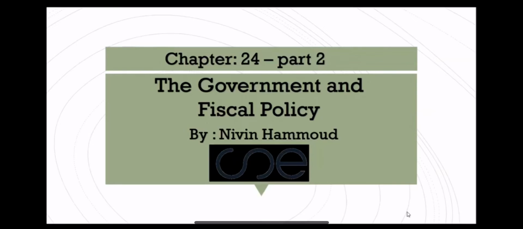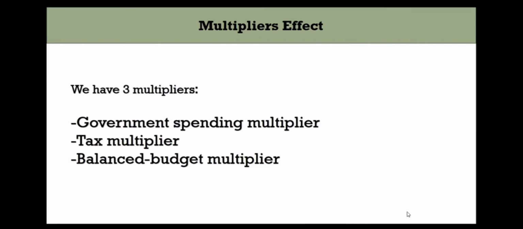Hi again everyone. So now we will continue part 2 of chapter 24, which is the government and fiscal policy. We are only going to talk about multipliers and their effects. In macroeconomics, we only have three multipliers, which are the government spending multiplier, tax multiplier, and balanced budget multiplier. Now we're going to talk about each one specifically.